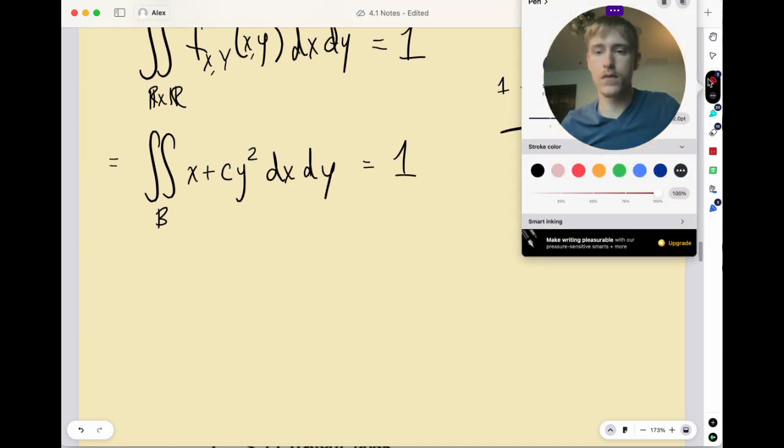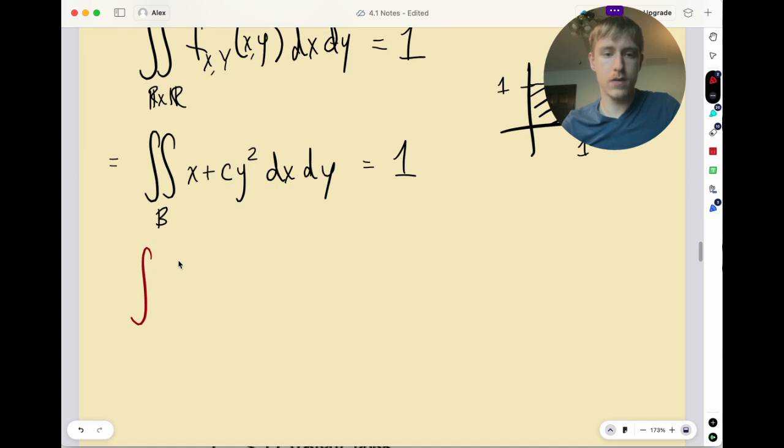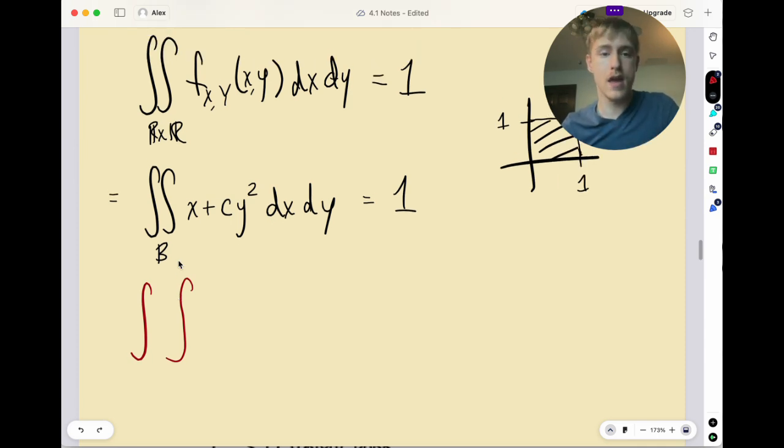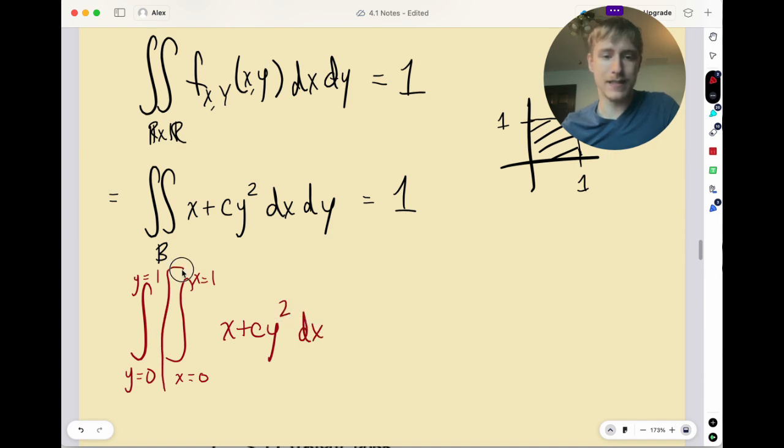So when I do double integrals, I always specify which comes first. In this case, it doesn't really matter because x and y are fairly independent when it comes to the region B. But I'm going to go ahead and put x first. So x is going to go from 0 to 1. And y is going to go from 0 to 1. And yes, I actually write out x equals and y equals. And we'll have x plus cy squared dx. And this thing is being taken first. And then we're going to integrate with respect to y. That's going to equal 1.